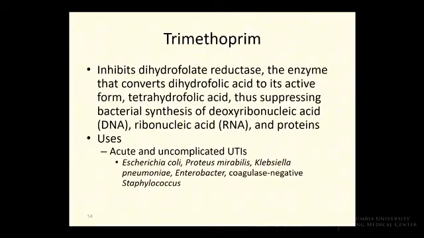Okay. So trimethoprim is an inhibitor of dihydrofolate reductase, the enzyme that converts dihydrofolic acid to its active form, tetrahydrofolic acid. And so it suppresses bacterial synthesis of DNA and RNA. Okay. It is used for the treatment of UTIs, both acute UTIs and what are called uncomplicated UTIs. Uncomplicated just means like your run-of-the-mill UTIs.